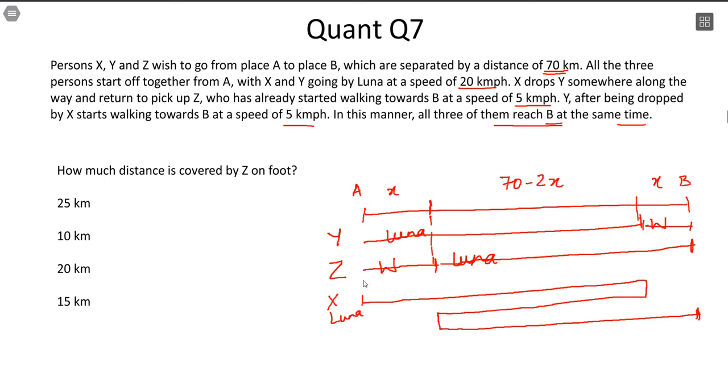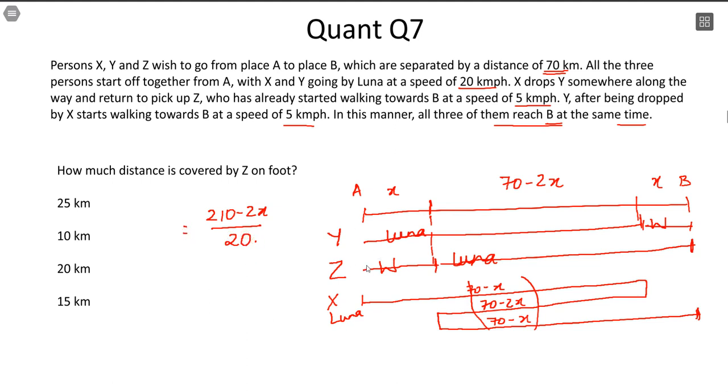Whatever expression equation you can make out of it. See, the distance traveled by X in the first go is 70 minus X plus X, that is 70 minus 2X. When he's returning, he traveled 70 minus 2X. And then from the point he picked up Z, the distance traveled by him is 70 minus X, because 70 minus 2X plus X. So the total distance traveled by X is 210 minus 2X. And he traveled this distance at a speed of 20.